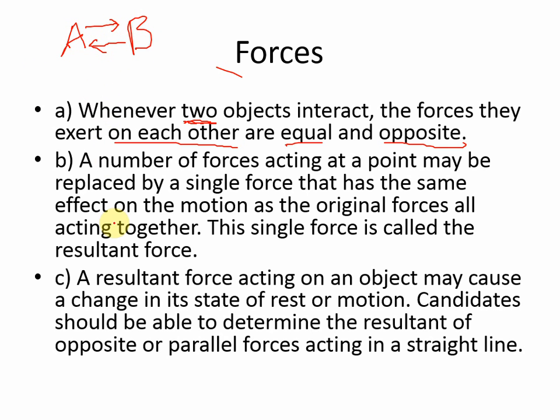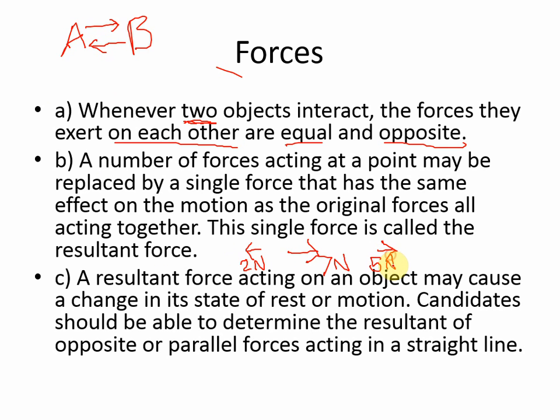A number of forces acting on a point may be replaced by a single force that has the same effect on the motion as the original forces all acting together. This is known as a single resultant force. Resultant force is when you've got a few forces acting. So you've got a force that way, another force that way. That's 2 newtons, and say that's 7 newtons. Overall, because they're acting in opposite directions, that's 5 newtons this way.